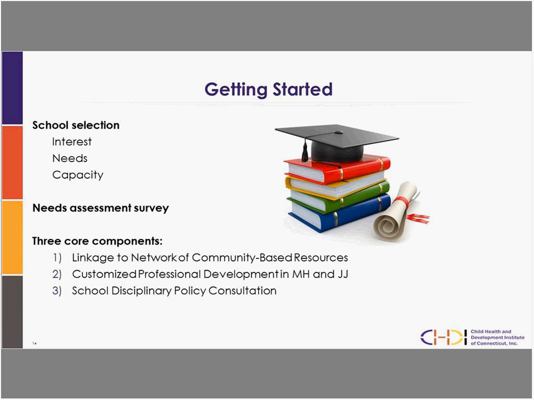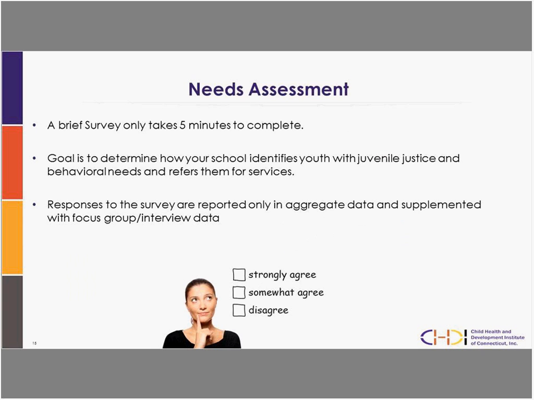So those are some things we really need to know as we're getting started, and that I would encourage you all to think about as you're considering this type of model: how do they stack up in terms of interest, needs, and capacity? Once we've identified those schools, the next step that we start with is a needs assessment survey as well as a focus group process. So it's a comprehensive process to determine what needs the schools have. And again, it's grounded by the core components of our model. So how do they relate to the need for community-based resources, the professional development, and the consultation?